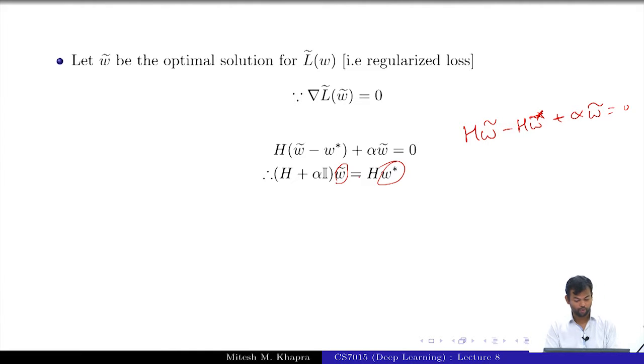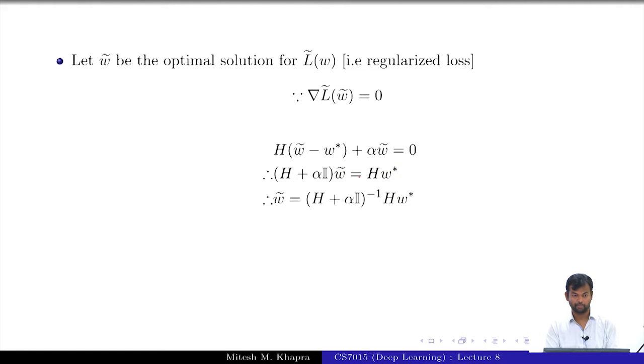Okay. I'm going to go a bit further and be a bit bold and compute the inverse also. So now I have an exact formula for W tilde in terms of W star. So what is this actually? What is this relation that I'm trying to establish?